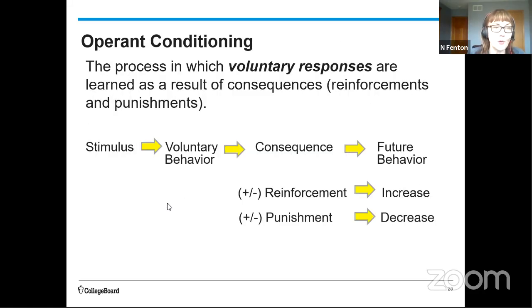Okay, so again, I'm going to go really slow through the operant conditioning definition. This is the process in which voluntary responses are learned as a result of the consequences, what happens after, reinforcements and punishments. When you're writing an example for an FRQ, you're going to want to make sure you include this entire process, right? So for example, you have a stimulus in the form of the light turning on in the Skinner box, and the mouse pushes the lever, which eventually the mouse is going to do, right? It's just going to wander around. It's kind of a mouse-like behavior to do. And as a consequence, something's going to happen, right?